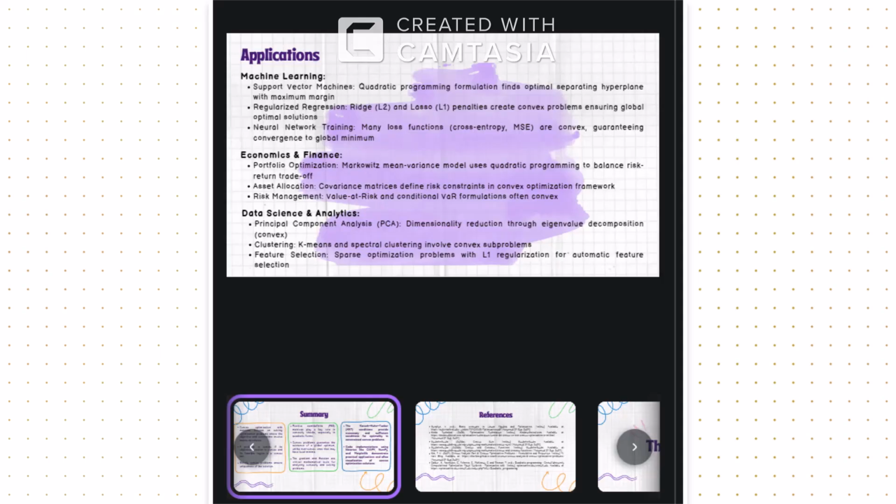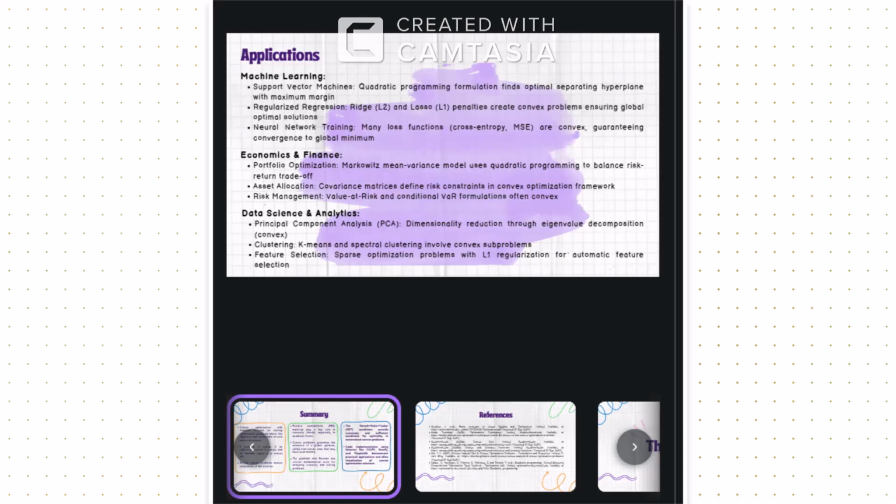Now, in the sectors of economics and finance, first, portfolio optimization. For this, the Markowitz model is used. It uses quadratic programming to balance expected return versus risk, the variance of returns. The covariance matrix of assets defines the quadratic risk term, making it a convex optimization problem. Then there's asset allocation. When distributing wealth among assets, convex optimization ensures that the portfolio respects constraints such as budget, minimum or maximum investment levels, and risk limits.